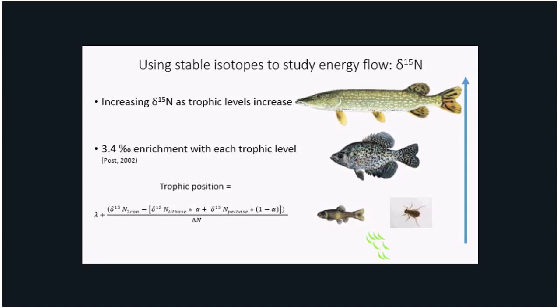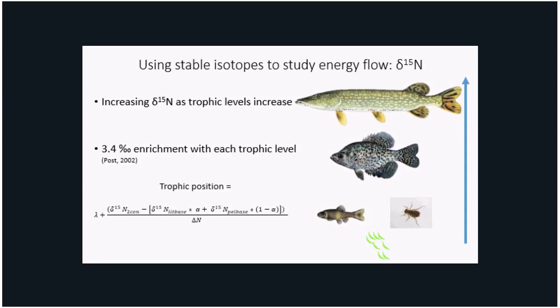Empirical evidence tells us that 3.4 per thousand enrichment with each trophic level happens with nitrogen-15. So you can actually calculate a fish's trophic position if you have information about the nitrogen signature of the baseline as well as the nitrogen signature of the tissue. Together, these two metrics help us to understand how much an organism is relying on littoral energy, as well as where it is eating in the food chain, whether it's moved up or down and such.